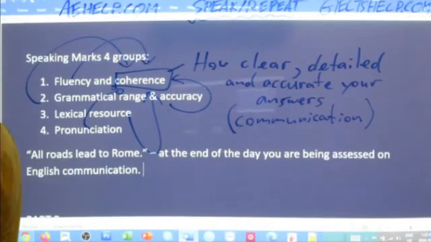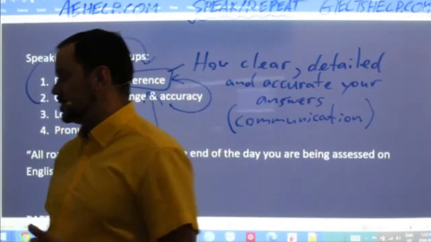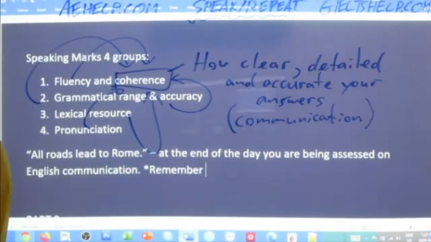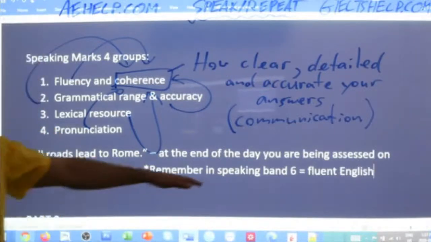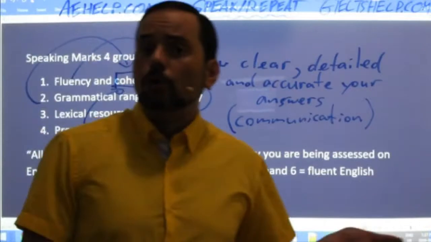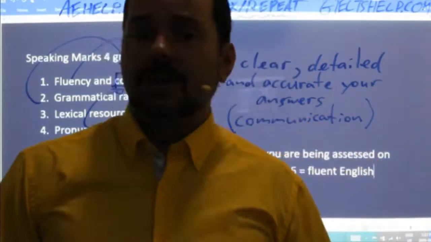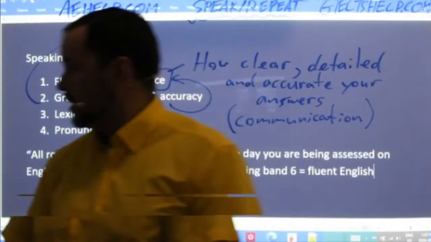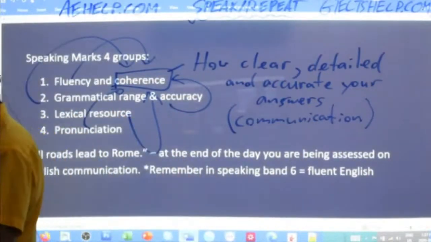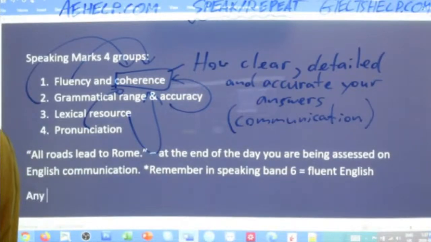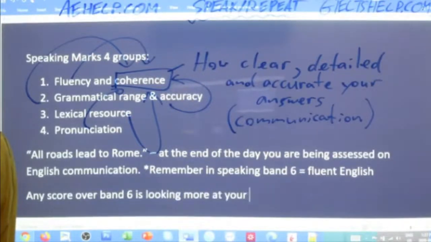Especially, Hassan, it's a very good question because remember that in the speaking, band 6 equals fluent English. So when a student gets a band 6 for their speaking, it basically means they can hold a conversation, so they can keep talking and they don't get stuck thinking for words or thinking for grammar, so they can just talk. So if you keep that in mind, Hassan, then basically any score over band 6 is looking more at your communicative ability than your English.